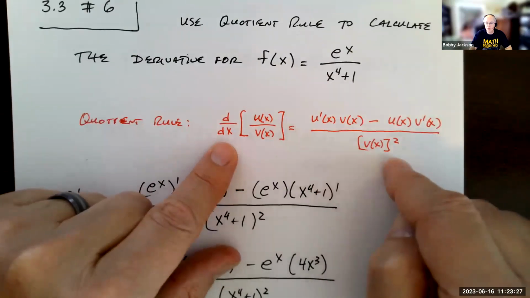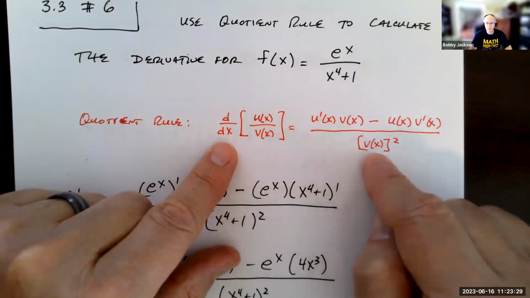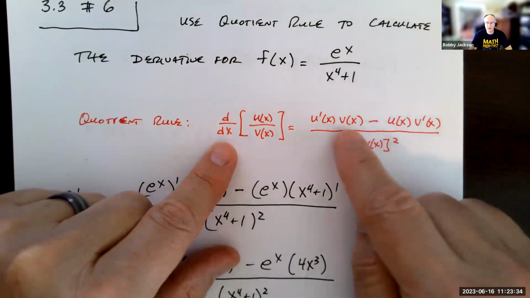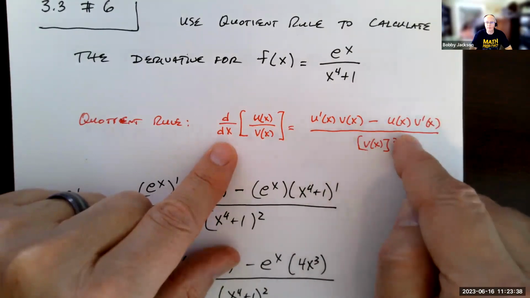So you do have to know this quotient rule formula. It's one of the more elaborate ones that we have to remember, but it's not that bad. Just have to make sure you get the subtraction the correct way.